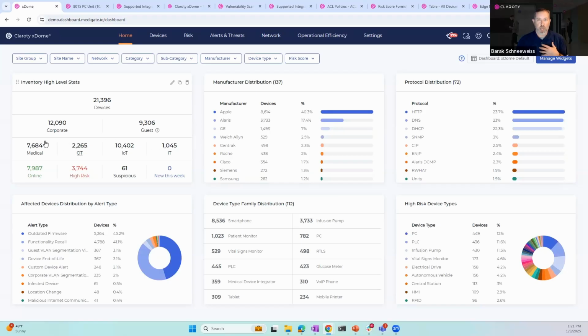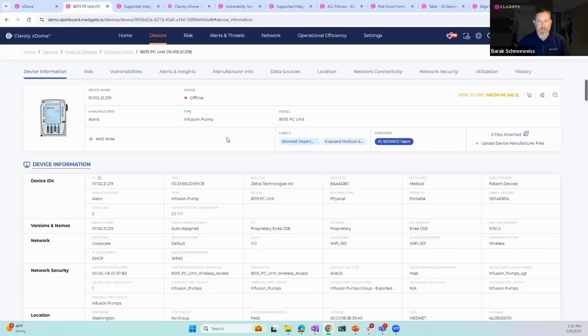And so we do a very good job of looking at medical, OT, IoT, and IT, and we understand those devices by doing parsing, deep packet inspection, so that we can understand truly what the device is based on how it's communicating on the network and pulling out pieces of information from those network flows of traffic.